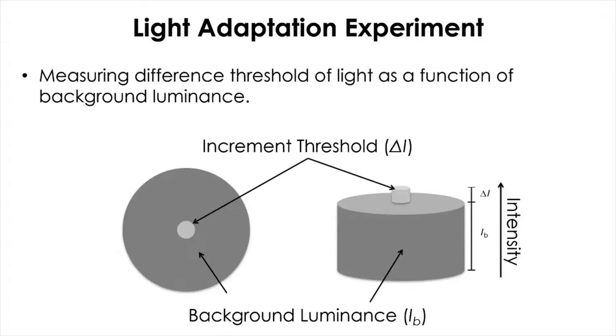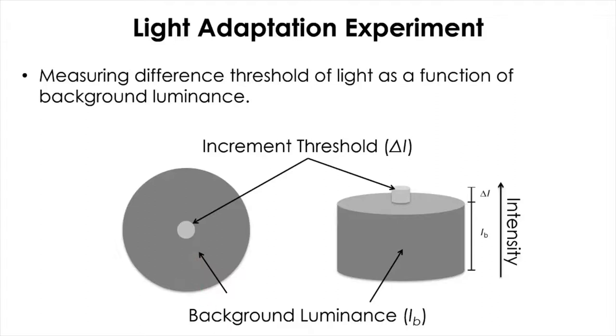In a typical setup, the observer will first adapt to a completely dark background. This is the kind of background luminance which is not completely dark, but they first need to be adapted to the background luminance for more than about 30 minutes. That is the reverse process of light adaptation, which is dark adaptation, which takes more time than light adaptation.